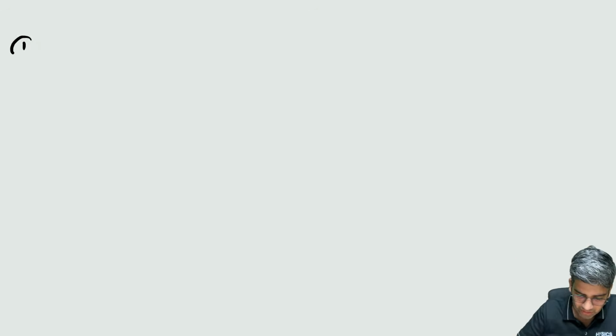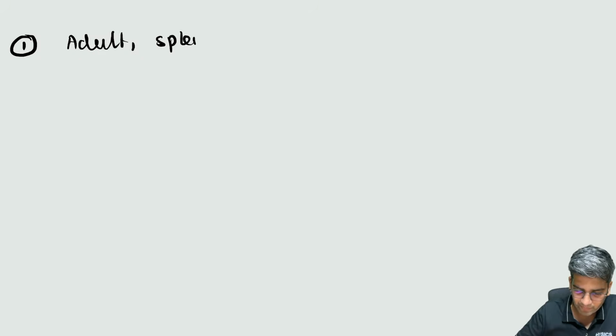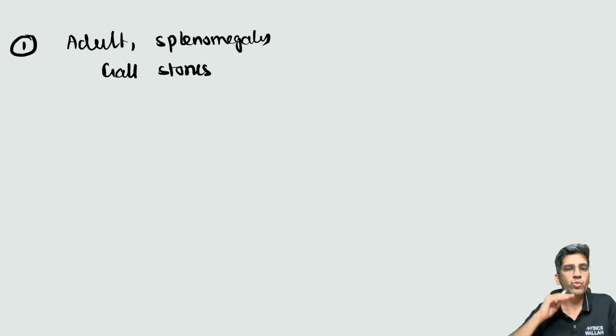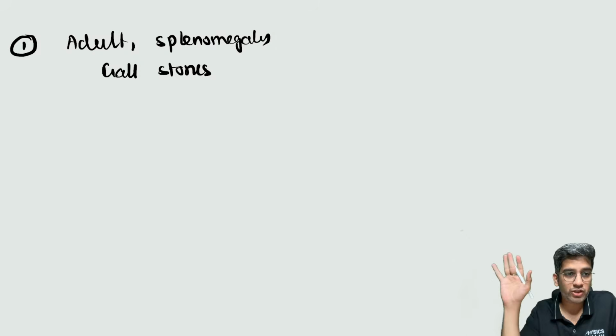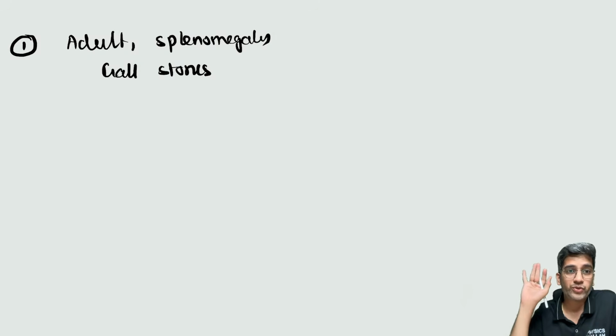So the first keyword which I'm going to write here is an adult patient with splenomegaly, and the patient presented with gallbladder calculi. Can anyone tell me what you will think in terms of hematology, right? I'm specifying it also for you: adult, splenomegaly, gallstones. What do you think of? Just keywords.